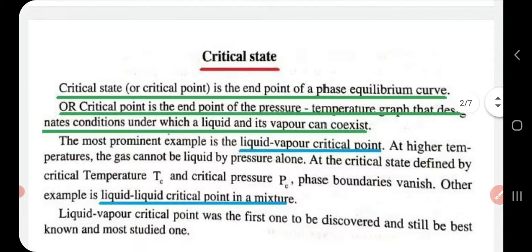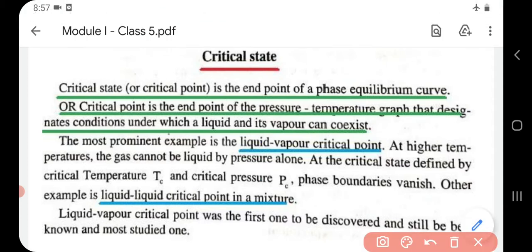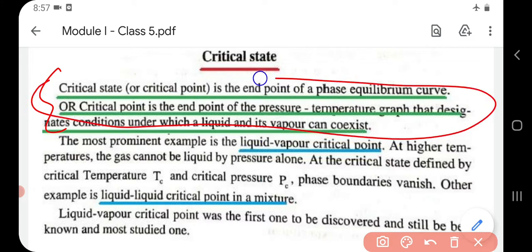So this is the definition for critical state. A critical state can also be termed as critical point. It is the end point of a phase equilibrium curve, or it is the end point of the pressure temperature graph that designates conditions under which a liquid and its vapor can coexist. Okay, so that is the definition for critical state or critical point. So these two definitions you have to study.